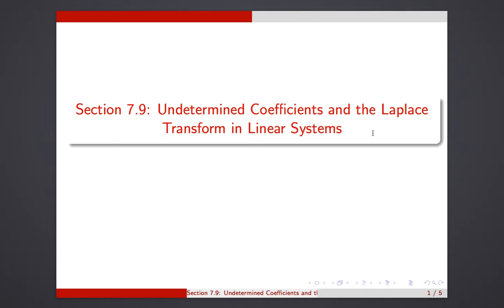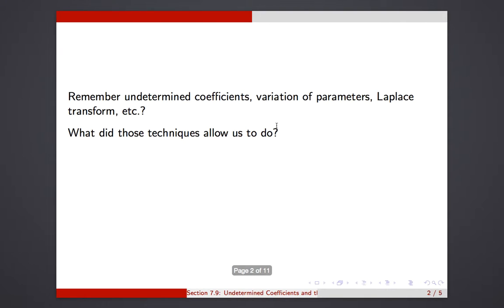So basically, section 7.9 says, hey, remember things like undetermined coefficients? Remember variation of parameters? Remember Laplace transform? Do you remember these things that we talked about two months ago? Well, guess what? They all translate to systems. So undetermined coefficients has its own theory in the context of systems. You can translate Laplace transform to linear systems. So we're just going to see how that works.